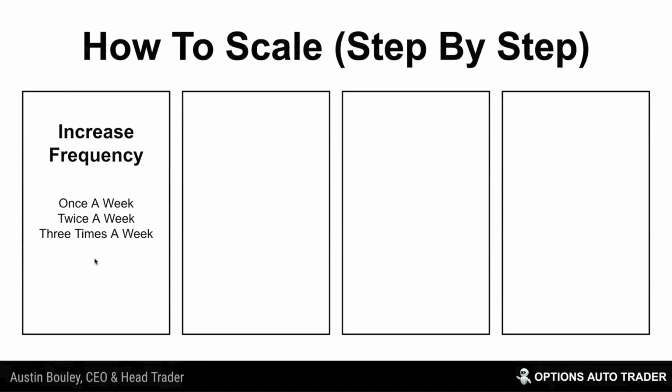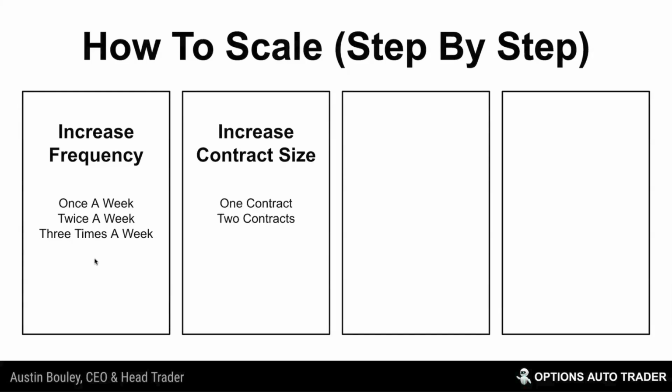So the first way we scale a bot is to increase frequency. Number two, we increase contract size. After we've increased it to 3 times a week, then we go from 1 contract to 2 contracts, up until our allocation limit, which means that this bot is allowed to use $40,000. Then we can keep on scaling the contract size up until we hit that allocation limit. Okay, so first we scale by frequency, then we scale by contract size.